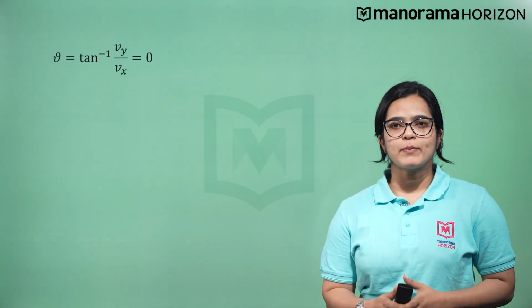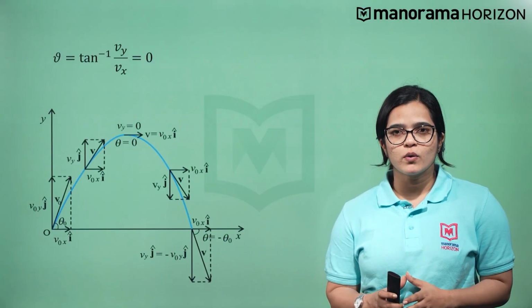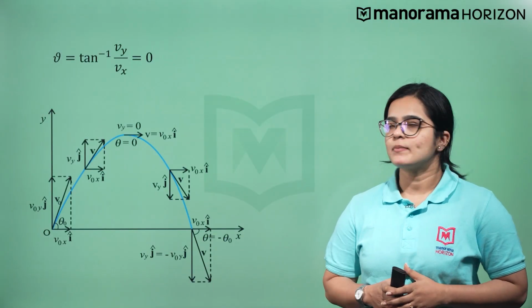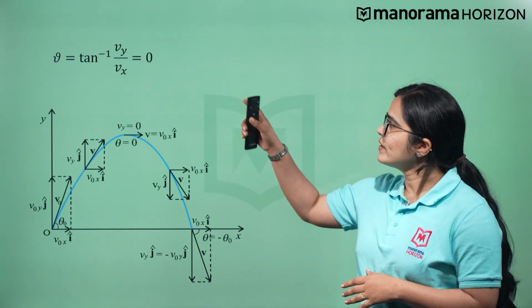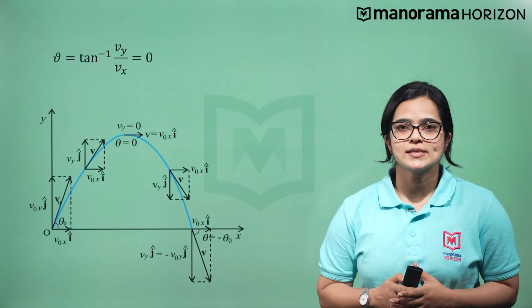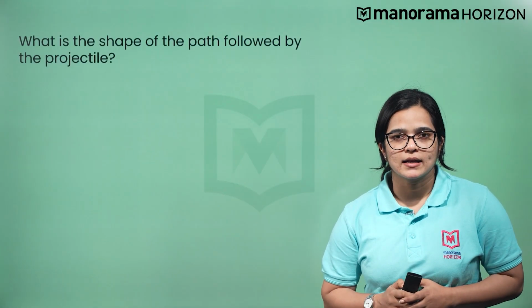By logic, at the point of maximum height, Vy is equal to 0, and therefore the projection angle can be calculated as theta equal to tan inverse of Vy by Vx, that equals 0. What is the shape of the path followed by the projectile?